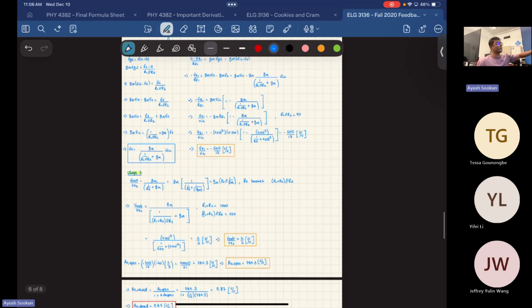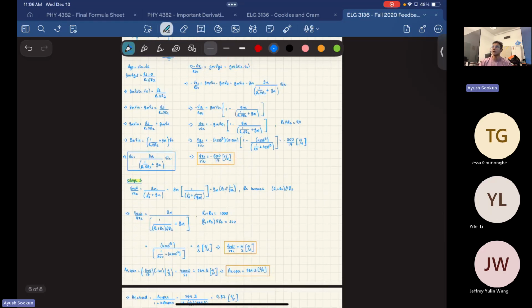And stage 3, again, it's a follower. So it's still gonna be equal to 1. A follower's gain is equal to 1. 2 out of 3 is the same as 3 out of 3.